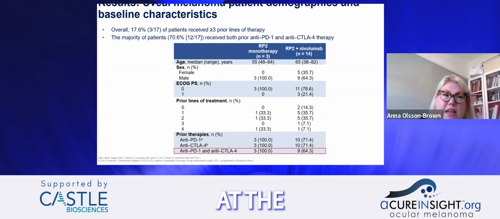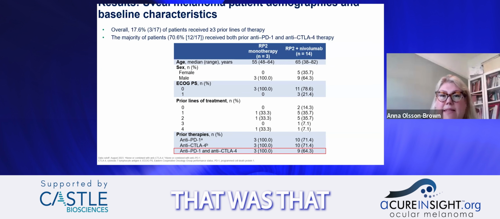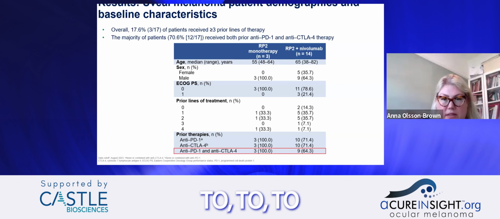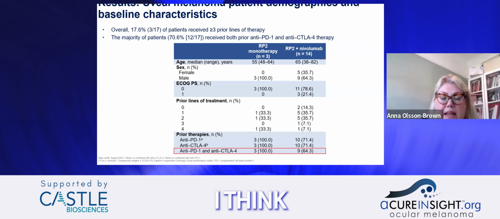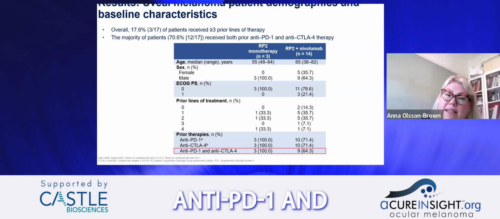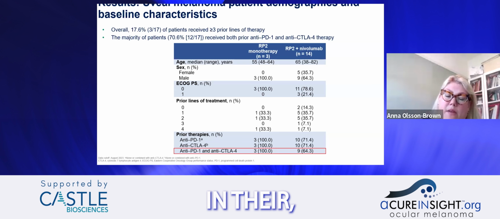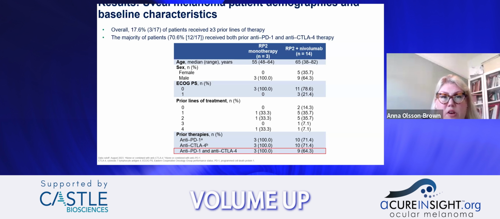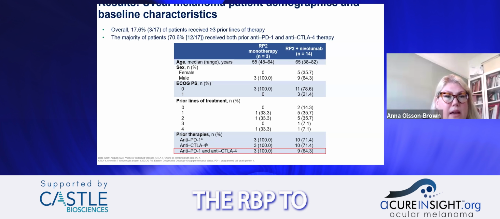So in terms of the demographics, there were 3 patients with uveal melanoma in the RP2 monotherapy arm, and then in the RP2 plus nivolumab second phase there were 14 patients. Essentially, between the monotherapy and phase 2, there weren't any really notable differences. But the thing that's really key is the fact that most patients had prior anti-PD-1 and anti-CTLA-4 in their treatment prior to being given this treatment in combination with nivolumab in combination with the RP2.